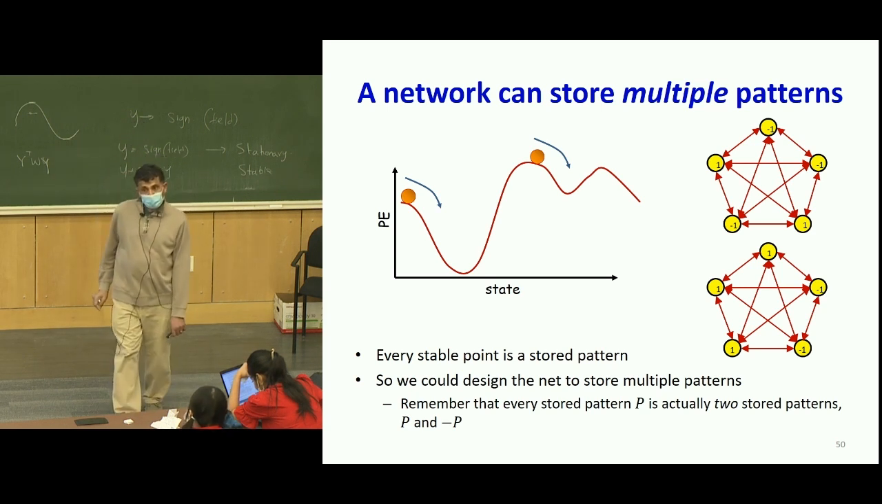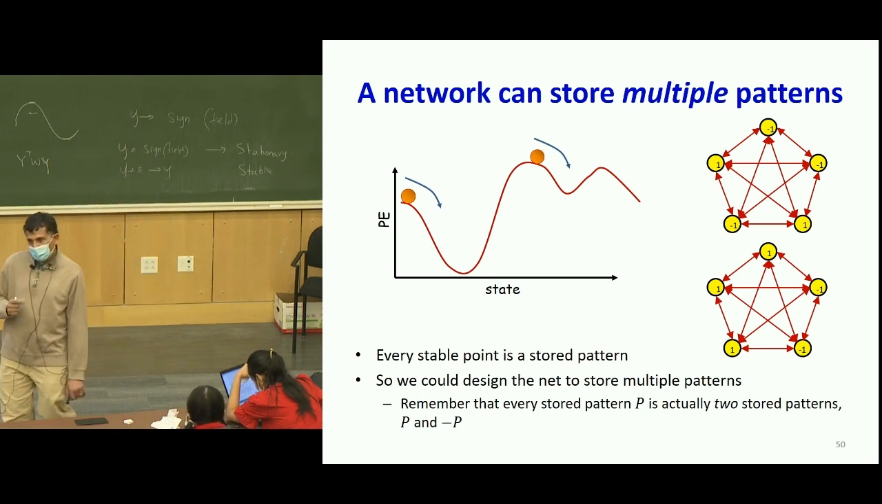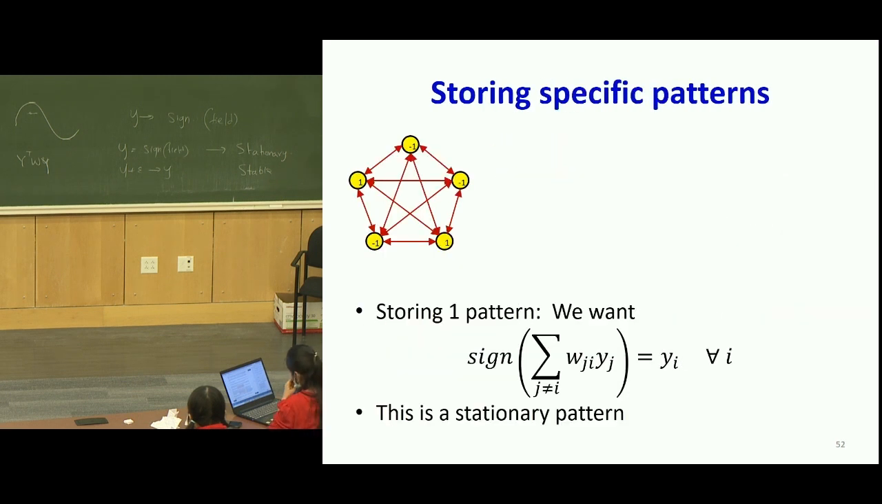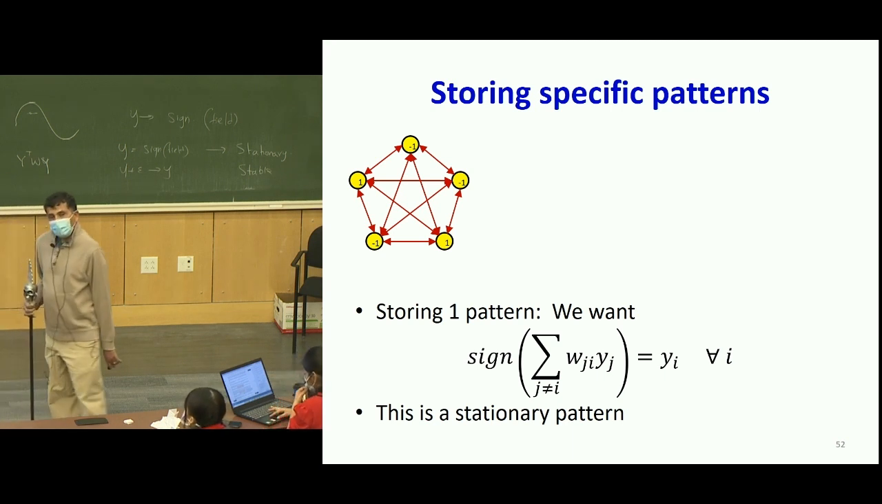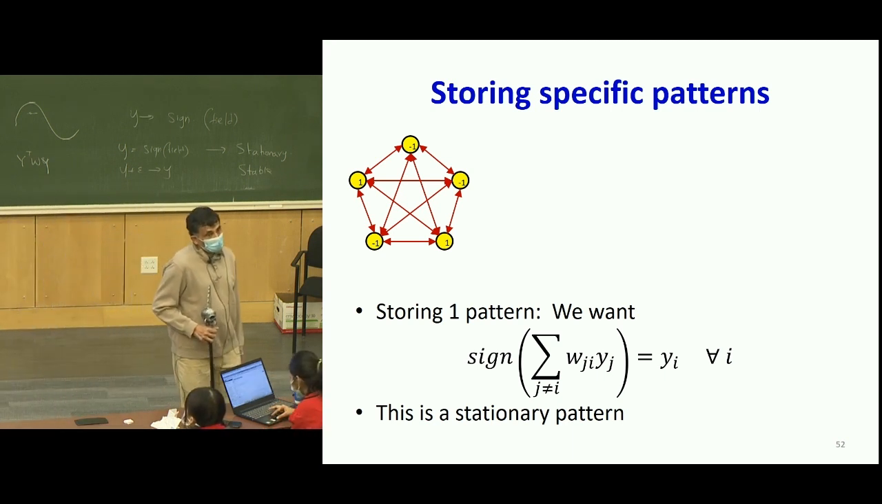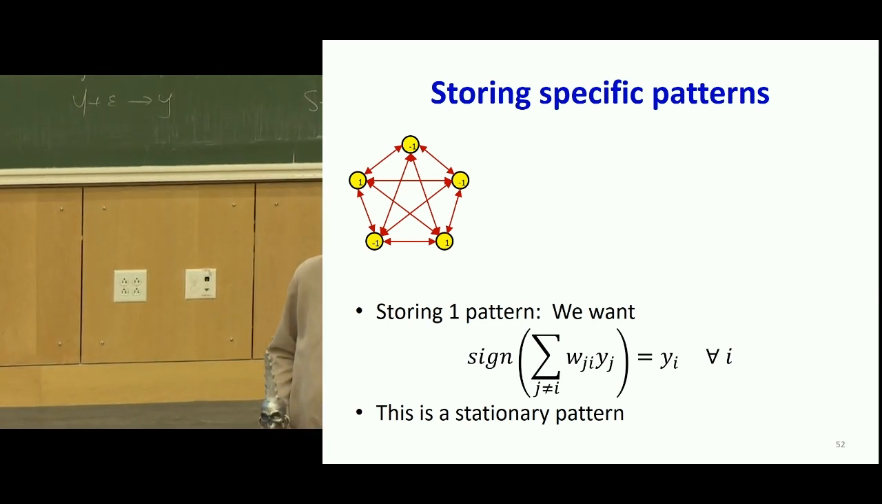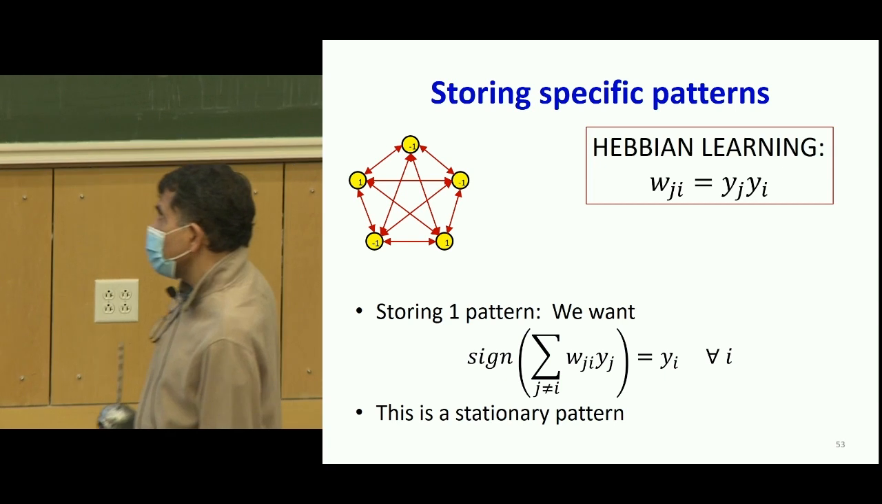These are the two characteristics you want for something to be a valid memory. At the minimum, you want it to be stationary. Ideally, you also want it to be stable. If you jitter it a bit, you want it to come back. And the larger this epsilon is, the more robust that particular memory is, right? So we want the sign of the field at every neuron to be the same as the sign of the neuron itself. That's stationarity. That is something we require, right?